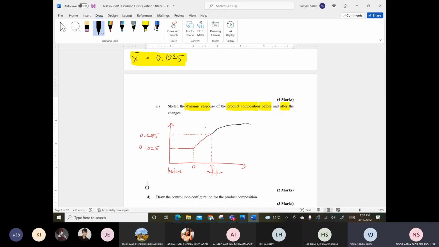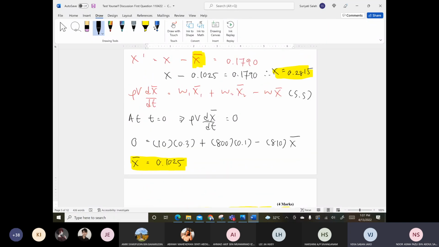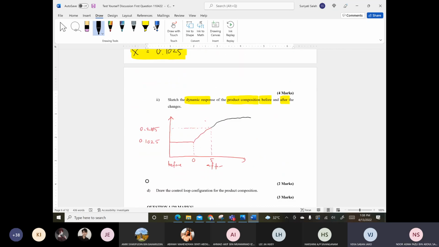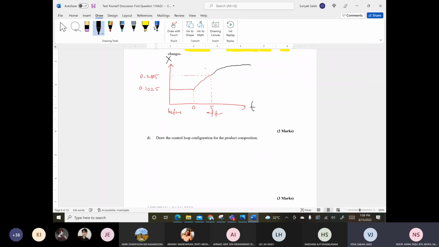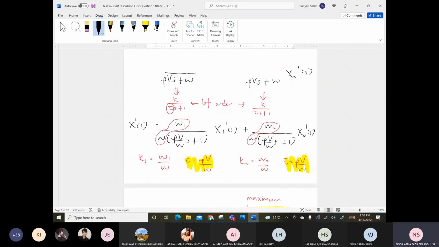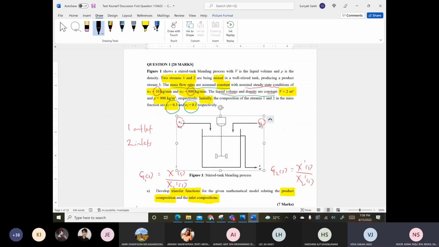Since the sketch requests only the changes of product composition before and after, we can use the calculated x equal to 0.2815 at 5 minutes. So this is ultimately your response. And then lastly, draw the control loop configuration for the product composition. Based on this, this is your picture.